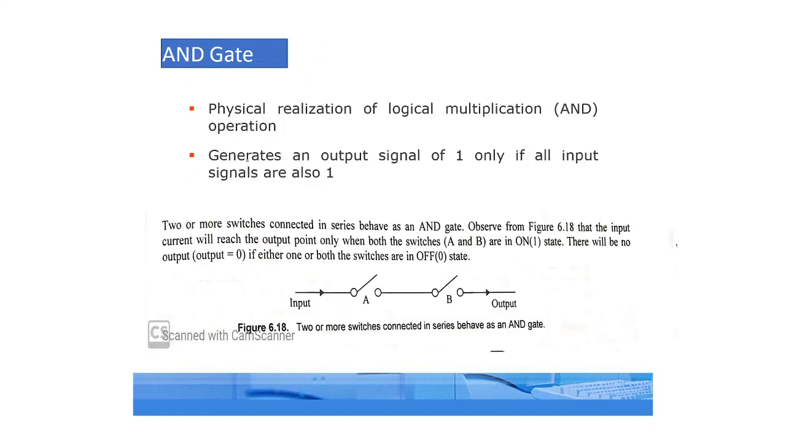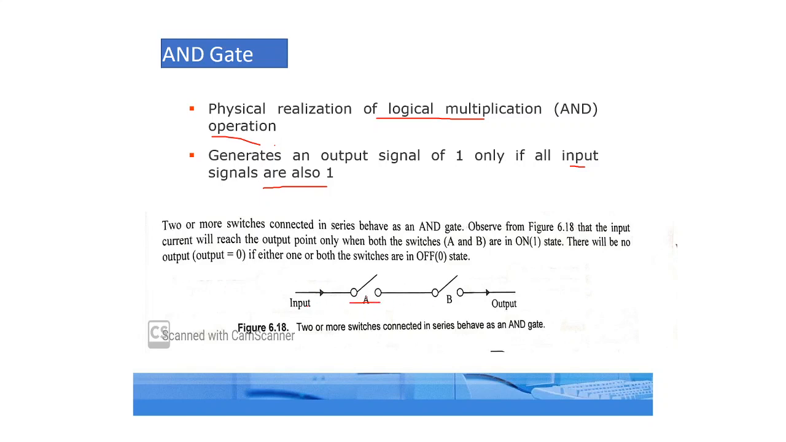So AND gate is actually the physical realization of the logical multiplication operation. It generates an output signal of 1 only if all the input signals are also 1. So look at this diagram here. Here we have two switches A and B. They are connected in series.